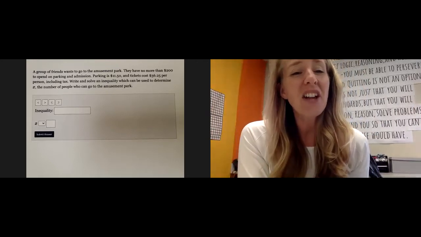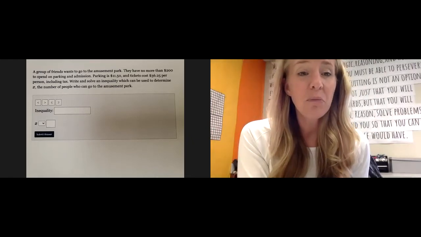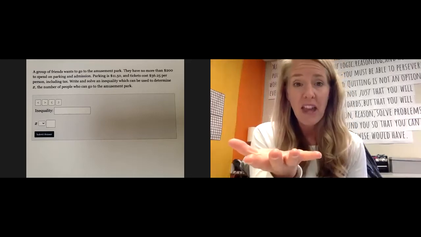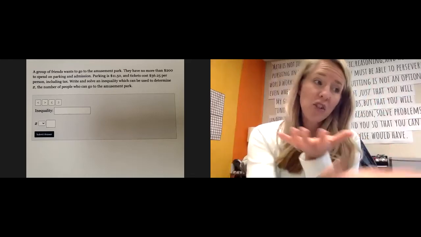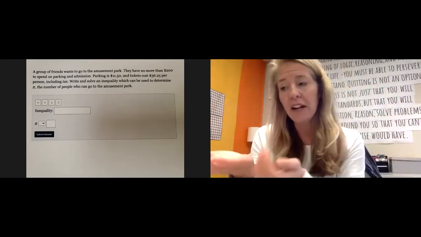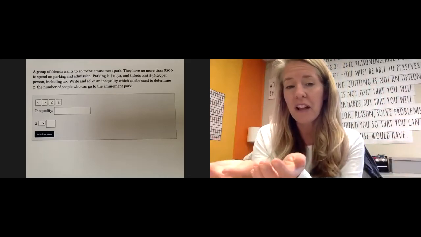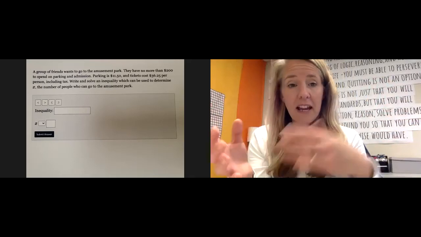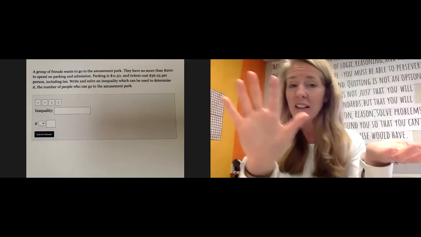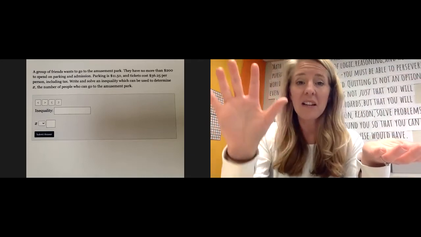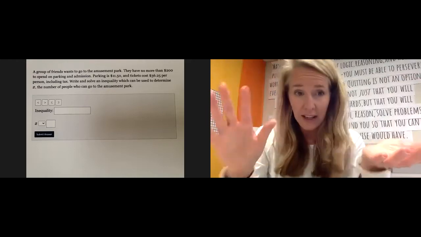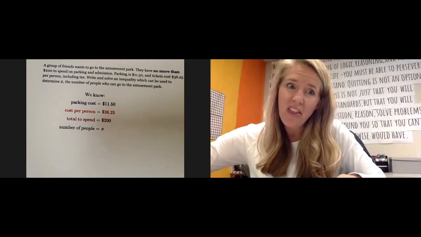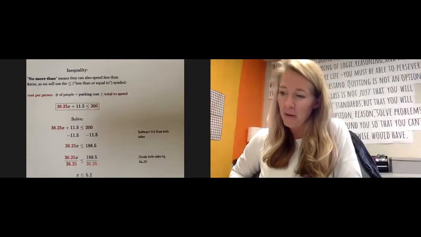All right, so it says write and solve an inequality which can be used to determine X, the number of people who can go. Okay, so you're going to compare your flat rate and how much per person to this $200 amount, right? So the flat rate plus the 36.25 per person, you add those up and compare to 200. This is not allowed to be more than the 200. It's got to be equal to or less than the 200. So what that looks like is, just kidding, it's not on that page. They just broke it down for you there, like I was doing. Okay.